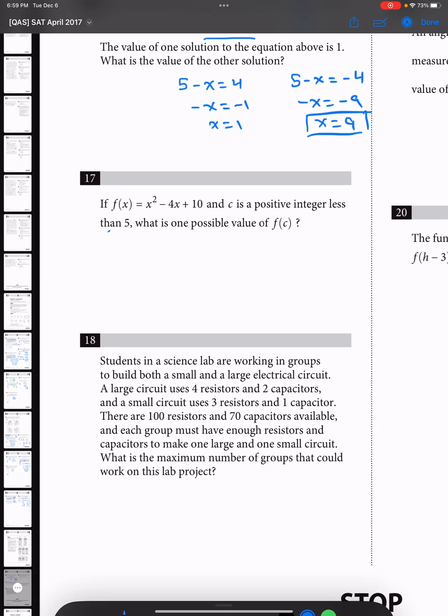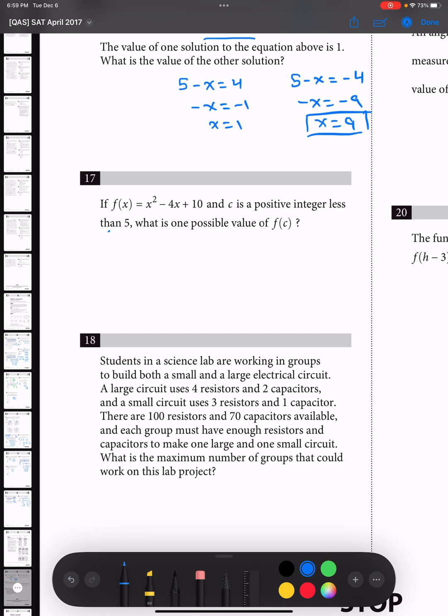Next question. If f of x is equal to x squared minus 4x plus 10 and c is a positive integer less than 5, what is one possible value? So we're just going with any possible value that is less than 5. So I'm just going to take 4. There can be multiple answers to this.